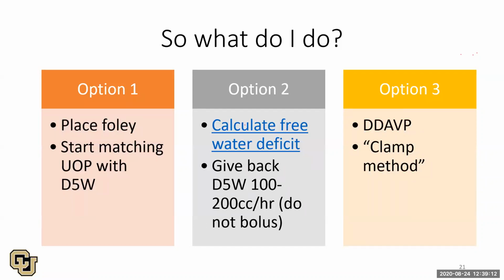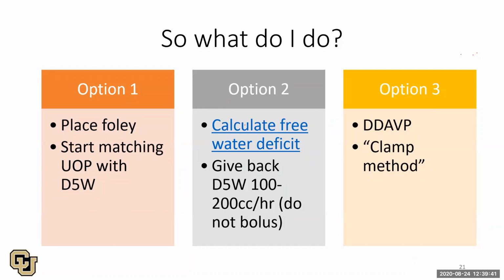And then the third option is to give DDAVP, which is essentially ADH, because remember ADH is shut off in our body, so you can give the patient ADH to cause free water retention and clamp the sodium at a level that you want. So say 122. They're at 122, you give DDAVP, the patient won't pee out any more free water and they'll stay at 122 until the DDAVP wears off and then they'll start to go up.